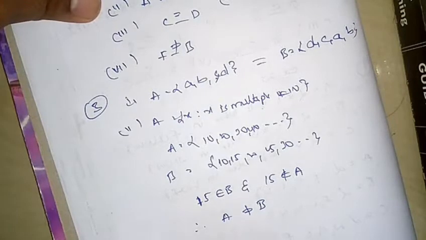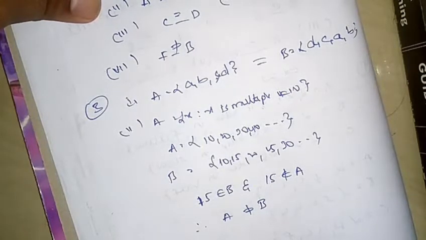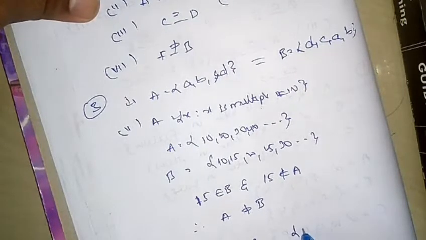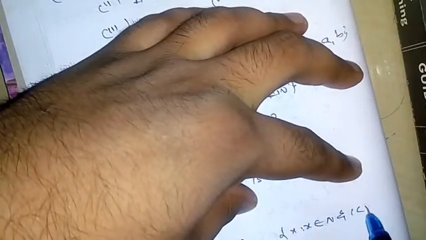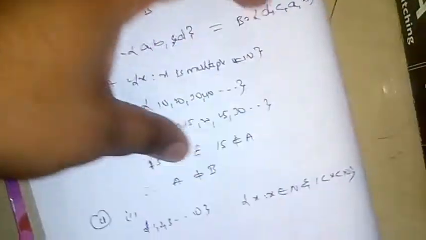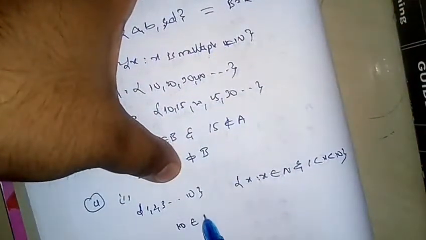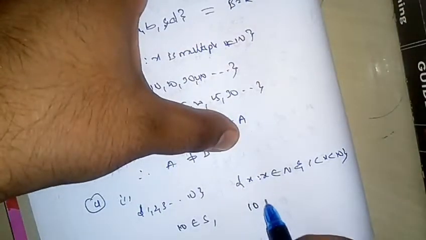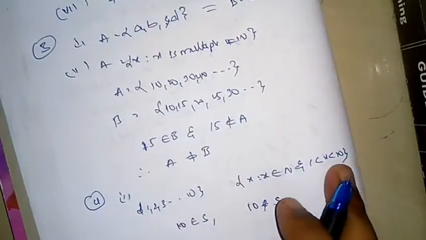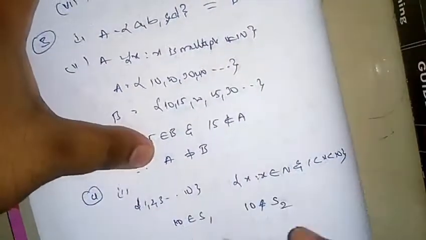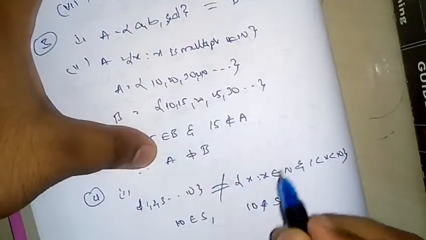Fourth bit, first one. Set {1, 2, 3, and so on up to 10} and set {x such that x belongs to N and 1 less than x less than 10}. Here 10 belongs to set 1 but 10 does not belong to set 2 because x is less than 10, so 10 is ignored. Therefore these two are not equal.